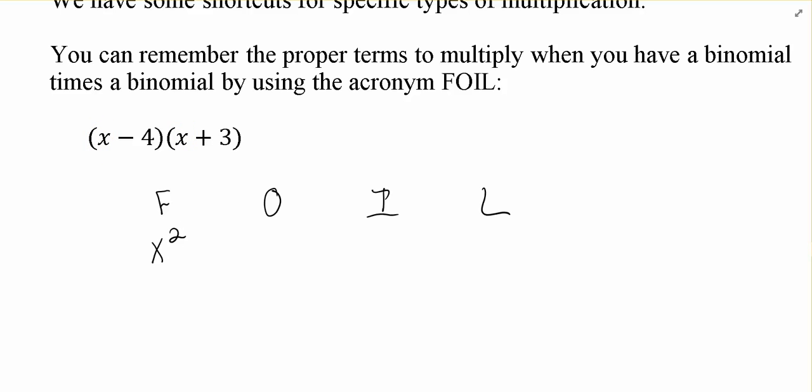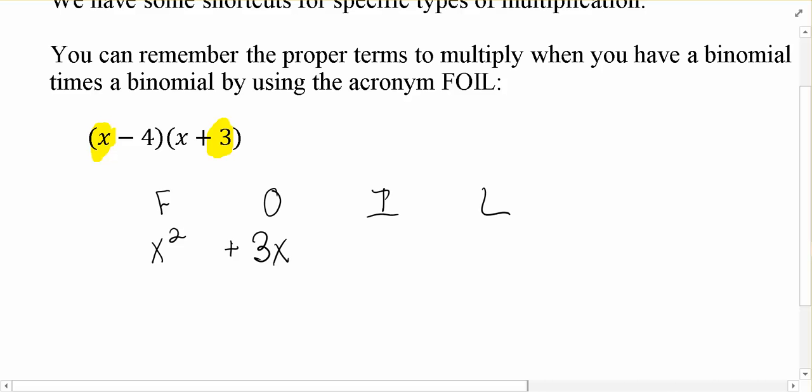The O part, which stands for outside, says let's multiply the outside term from each polynomial. So in this case, that's going to be the x of the outermost one from the left guy, the 3 from the right guy. So 3 times x gets us 3x. We move on to the I part of FOIL. That's the inside or the innermost term.